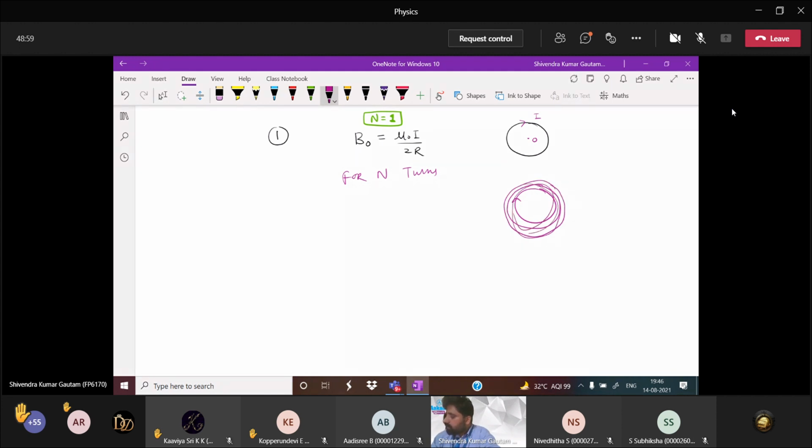All are like this only here, and all carry current in the same direction. So at the center, how much magnetic field will we get? The new magnetic field at the center, B0', will be n times of mu naught I divided by 2R. You can write here mu naught N I by 2R. Note this down, everyone. First important point: for one turn it is this, and for n turns it will be mu naught N I by 2R.